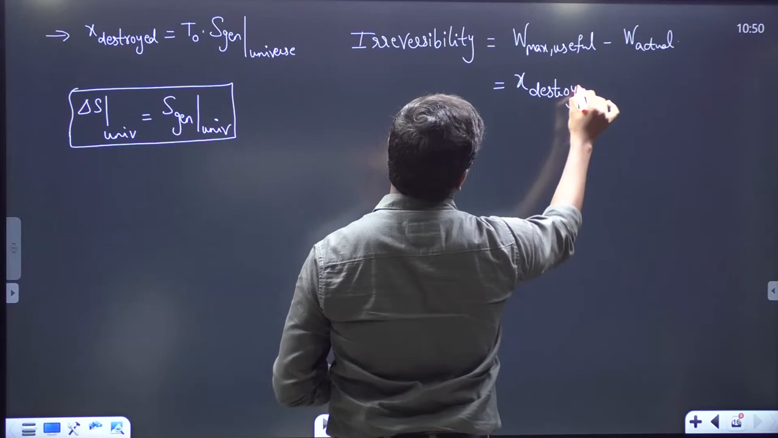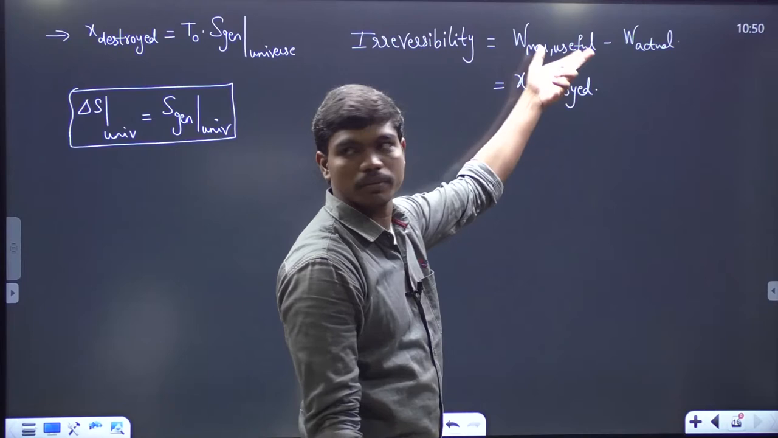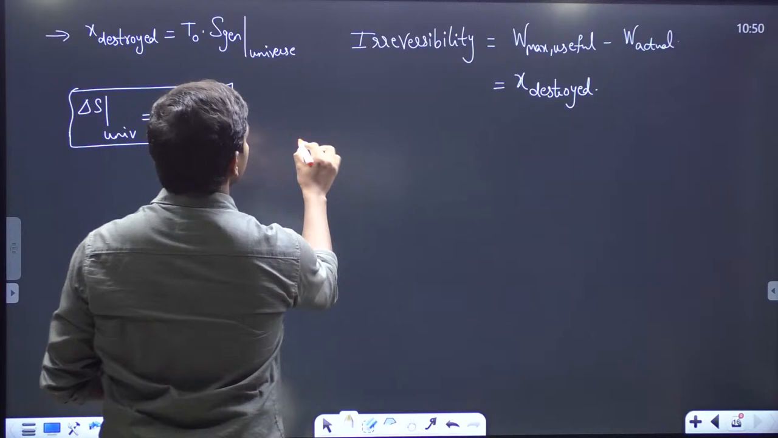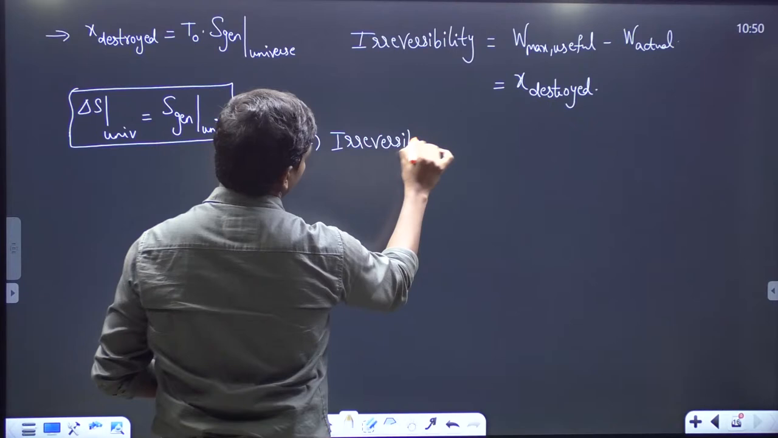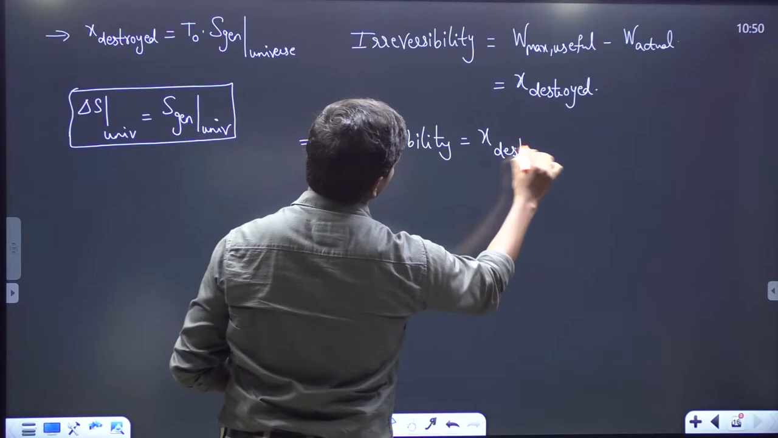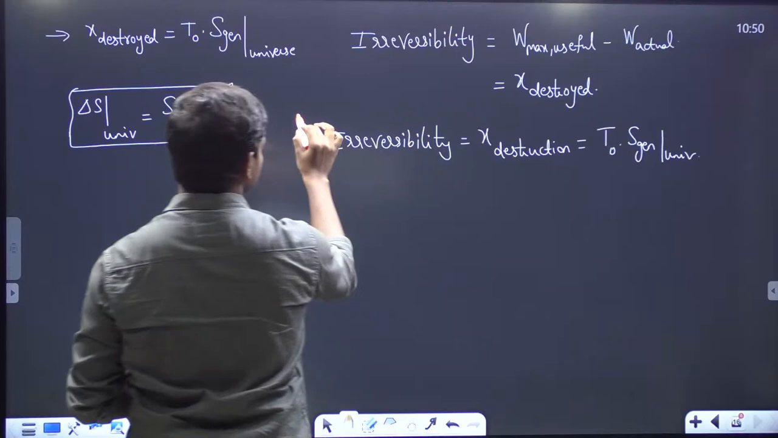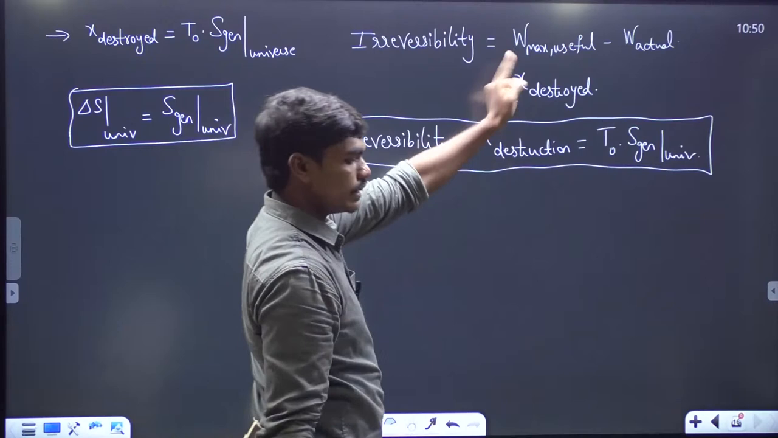Okay, because this is the maximum useful work, which means the maximum exergy that you can utilize of the system, but this is the actual exergy you are using as work, which means the difference of these two is the actual exergy destroyed within the system. So this implies irreversibility is equal to exergy destruction is equal to T naught into S generation of universe, or maybe change in total entropy of universe. Both are same. I just want to show you why this exergy destruction is irreversibility here.